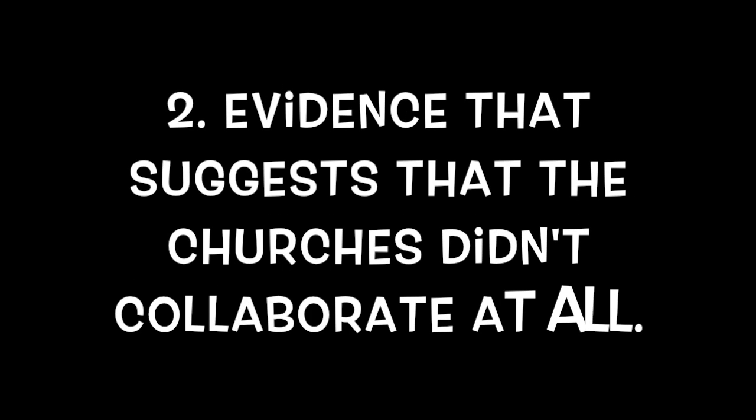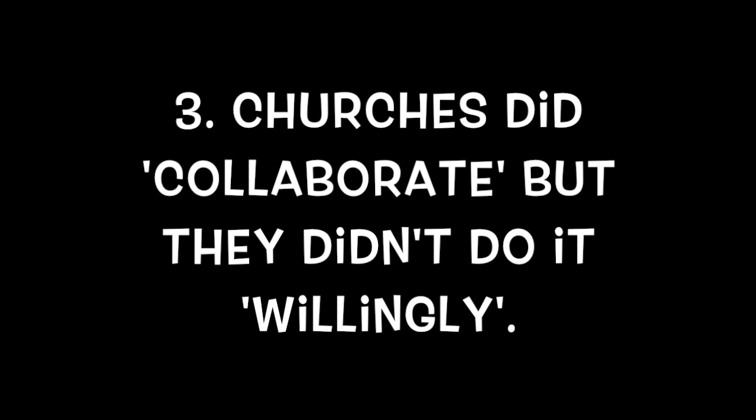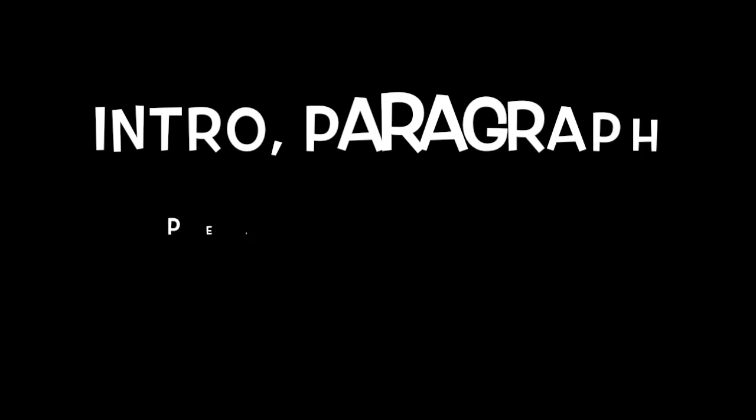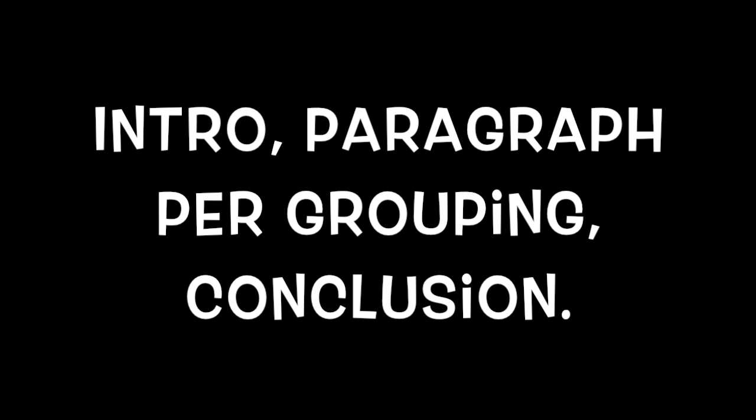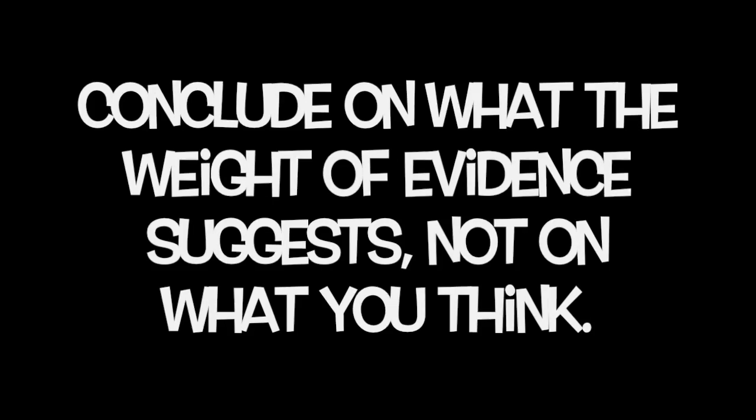I'd do another paragraph and the group would be all about how the church was not collaborating at all. And my final and champagne sixth former paragraph would be about how the church might have collaborated with the Nazis, but they didn't do it willingly. Once you have your groups, you can do an intro and then begin on your paragraphs. You should have one paragraph for each grouping and then end with a conclusion. The conclusion should be about what the weight of evidence suggests in reference to the hypothesis. Not what you think, but what the evidence seems to suggest.